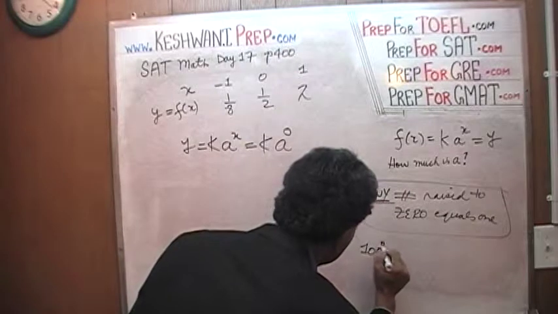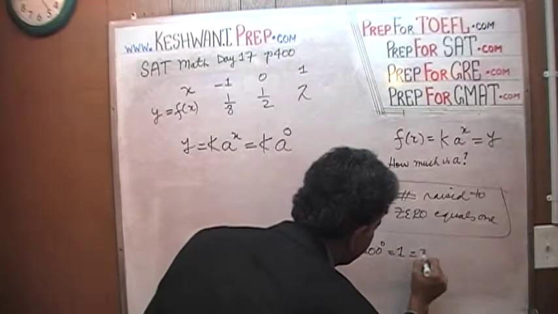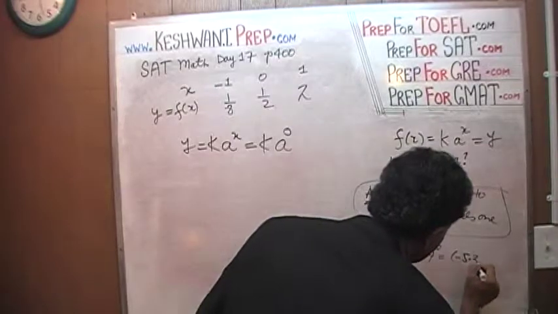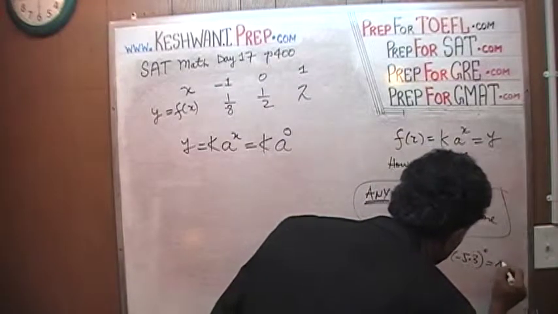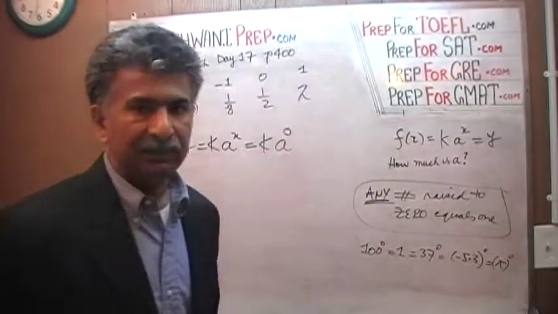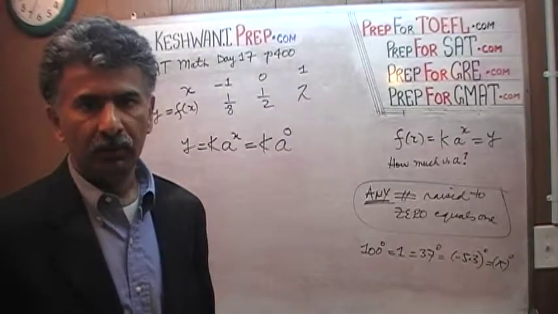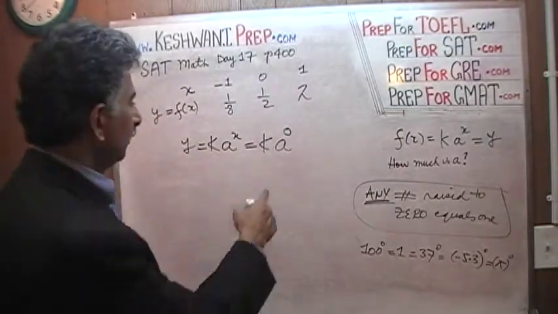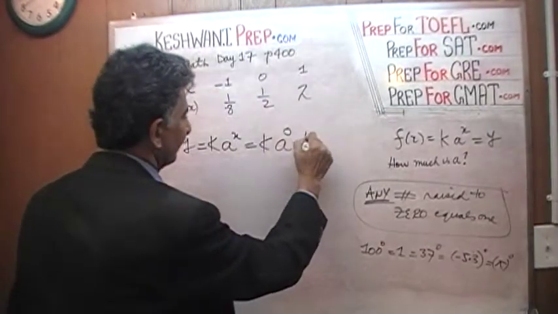100 raised to 0 is 1. So is 37 raised to 0, which is 1. And so is negative 5.3 raised to 0. And so is 5 raised to 0. Any number in the world, if you raise it to 0, it equals 1. You must know that. So k raised to 0 is 1, which means this is k.